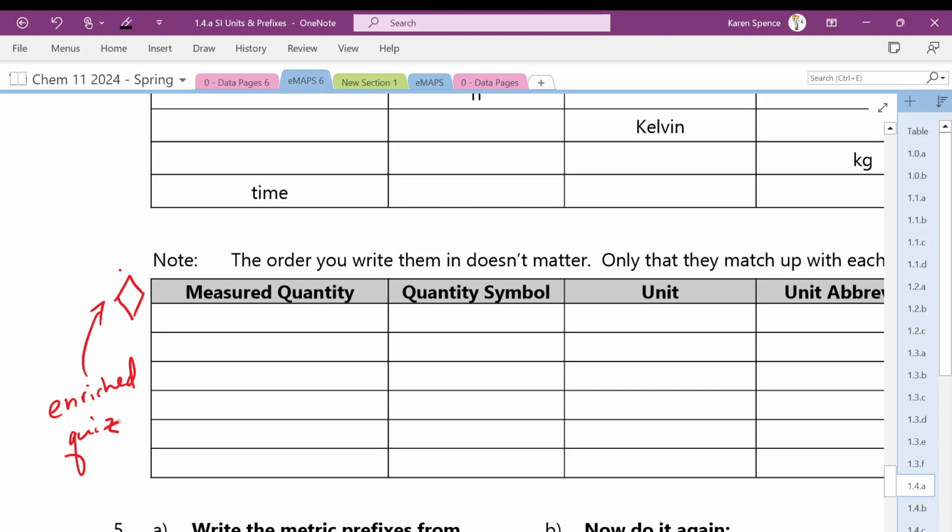Yeah? So you just won't have any of the little things written in for you. But if you think you can fill them all in on your own, that's great. All right, and that quiz is happening when? Tomorrow. Can you redo it?